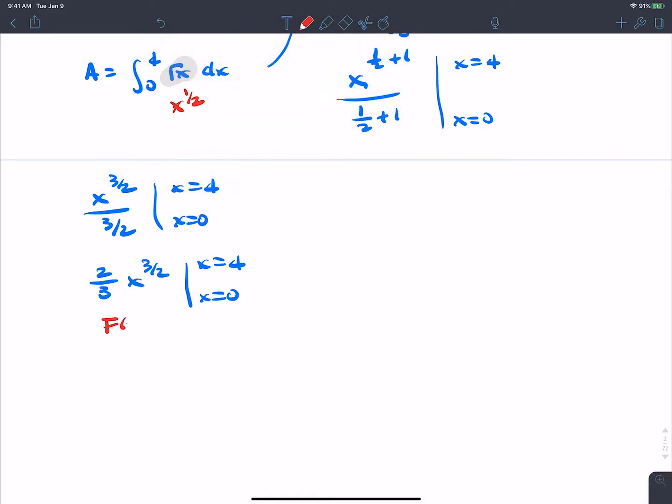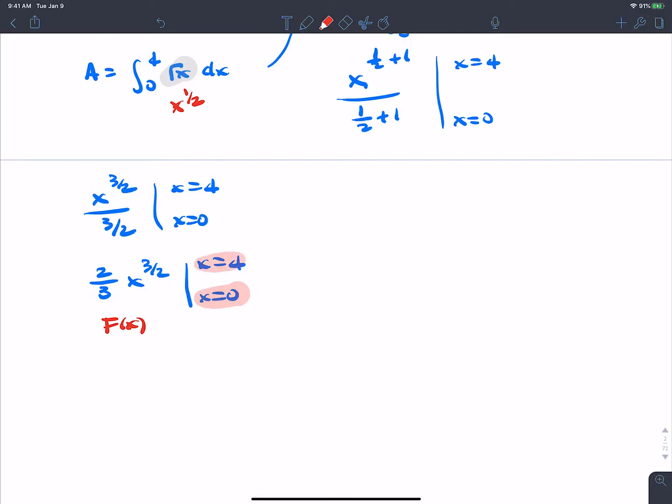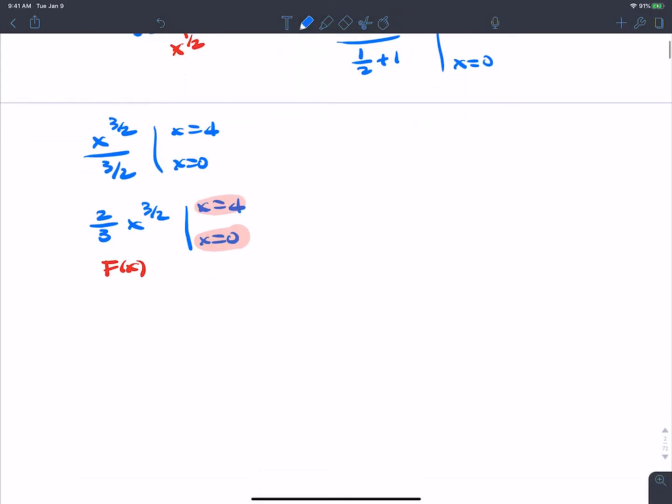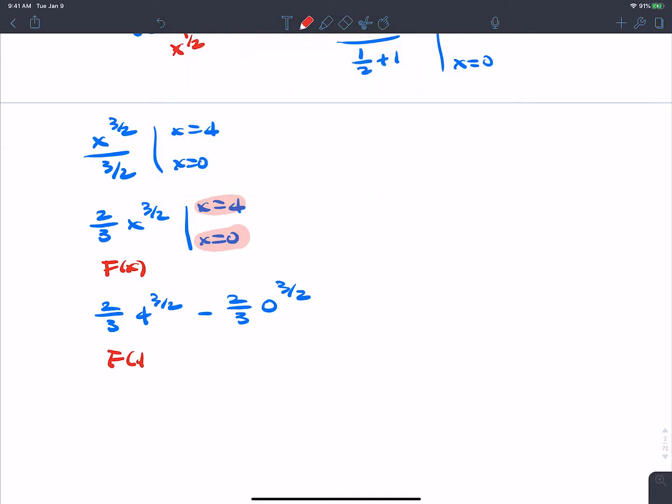This is that big F of x. And then here are my limit values. So the rest of the fundamental theorem of calculus actually says I replace this what? 2/3 with 4 to the 3/2. I subtract and have 2/3 with 0 to the 3/2. Because this portion here is my f of 4, and this is my f of 0, and I am subtracting.